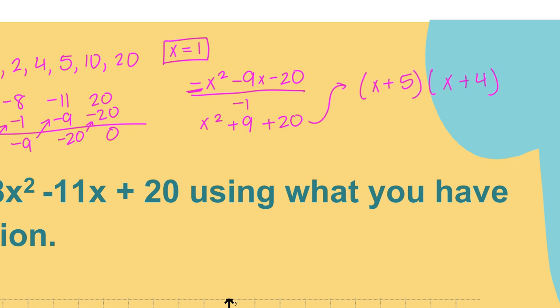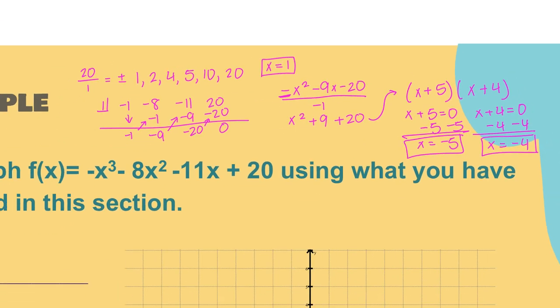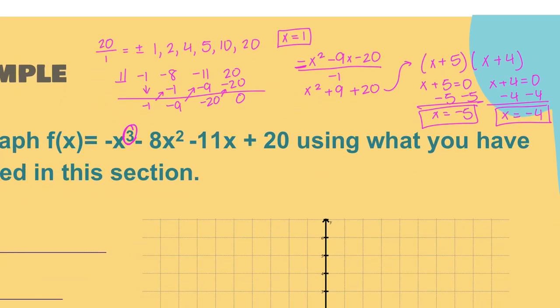Don't forget, finding those zeros, set them both equal to 0. x plus 5 equals 0. x plus 4 equals 0. And solving for x, subtracting 5 from both sides, I'm going to end up with x equals -5. And subtracting 4 from both sides, I'm going to end up with x equals -4. So these are my other zeros. And how many should I have in the end? 3 because of my exponent.